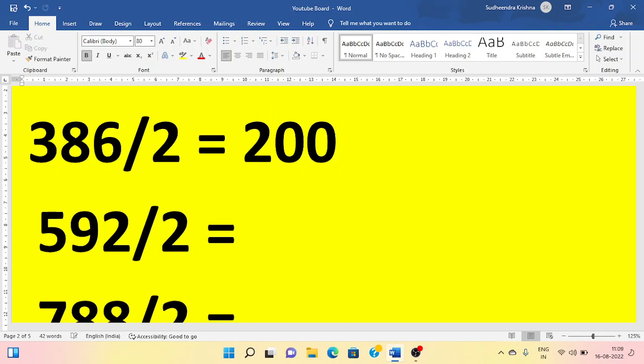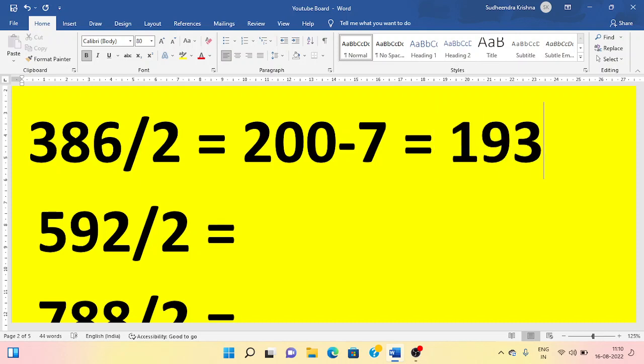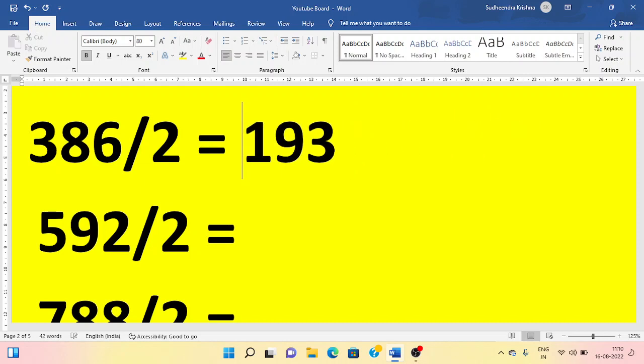Now 386 is less than 400 by 14. That is 400 minus 386 is 14. Find half of 14. Half of 14 is 7. Now you find 200 minus 7. So 200 minus 7 will give you 193. So this is the required answer. So 386 divided by 2, that is half of 386, is 193.